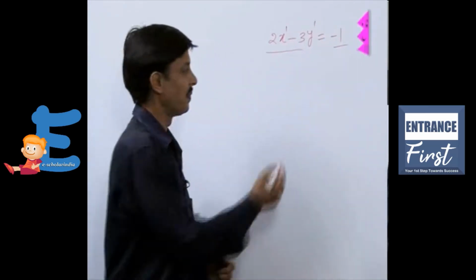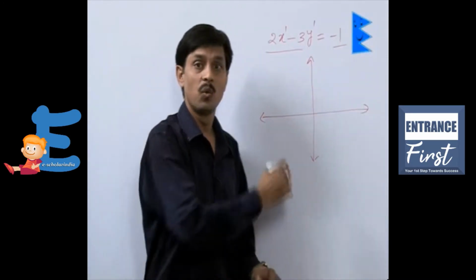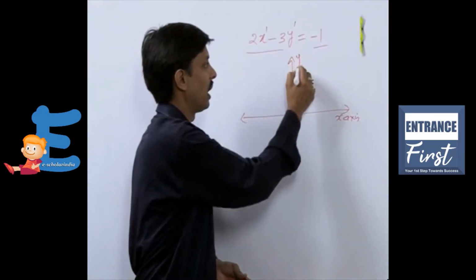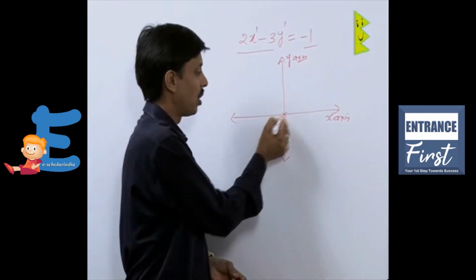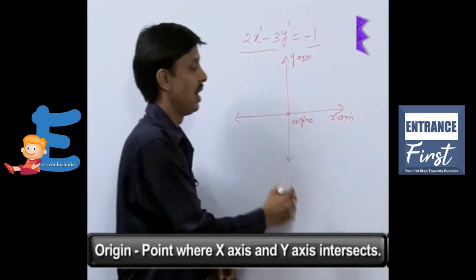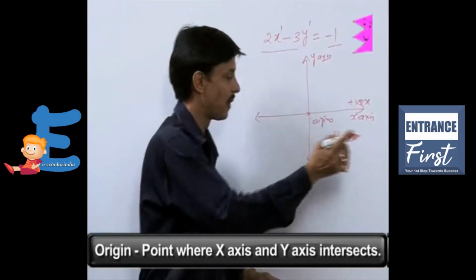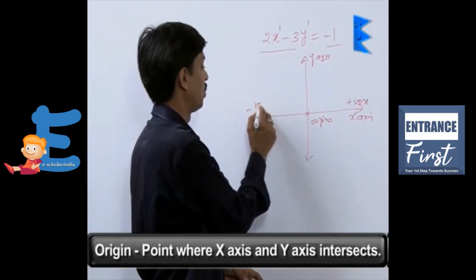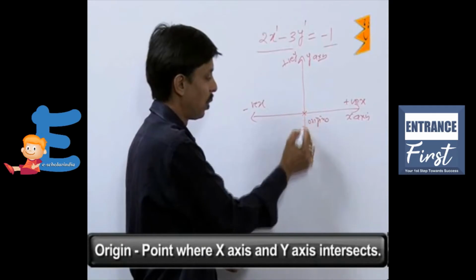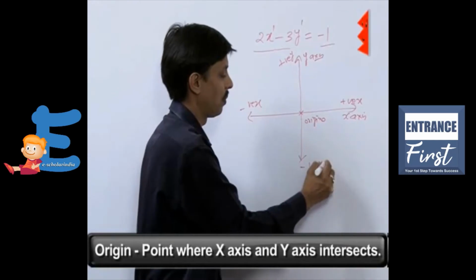What is coordinate geometry? When we separate a plane by drawing two lines, one horizontal line is known as the x-axis, and one vertical line is known as the y-axis. Where the x-axis and y-axis intersect, it is known as the origin. From the origin to the right side is positive x. From the origin to the left side is negative x. Above the x-axis is the positive of y, and below the x-axis on the y-axis is the negative of y.